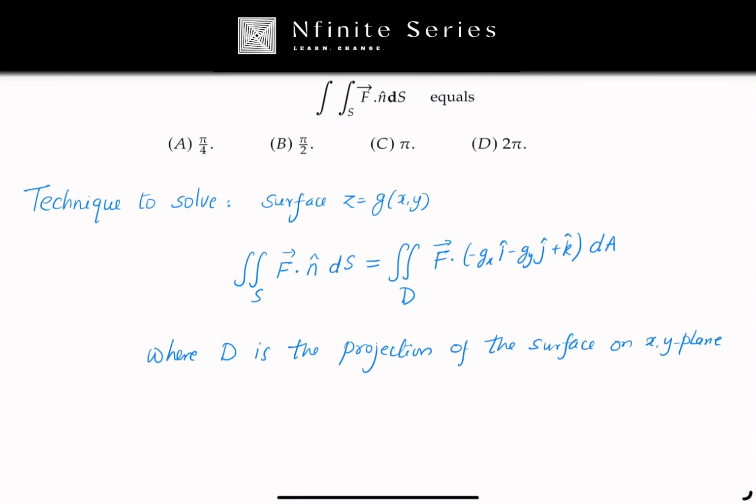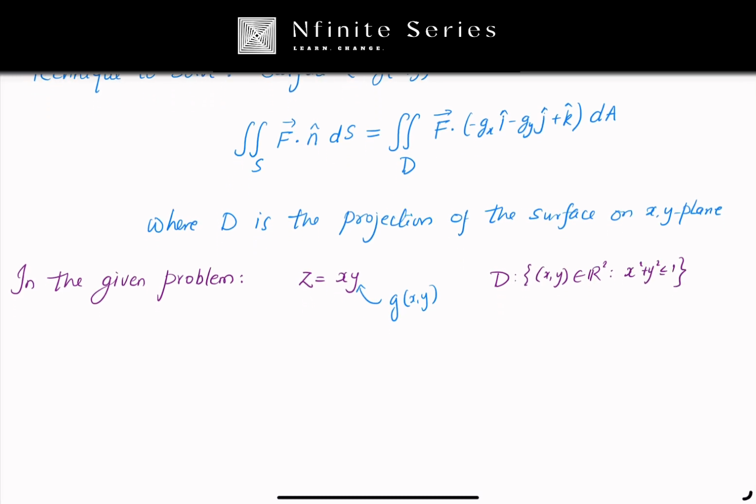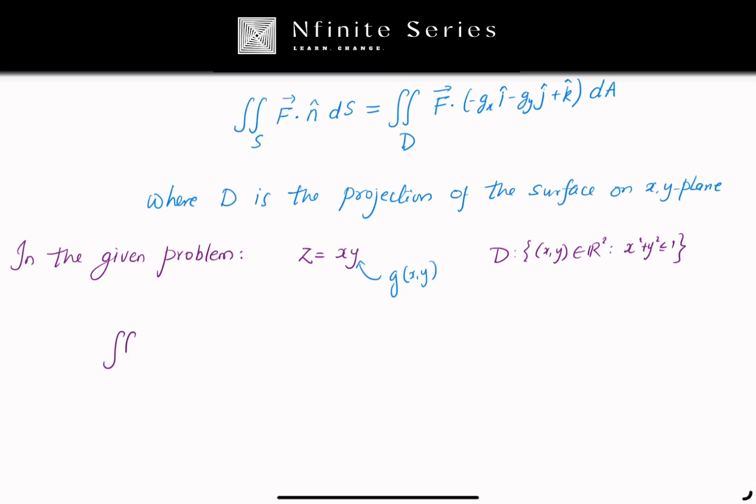Very good. Now let us talk about the given problem. The equation of the surface is given as z equals x times y. Now this is our g(x,y) function. The region D is the unit disk in the xy plane given by x squared plus y squared less than or equal to 1. So our surface integral of the vector field is given by the integration of the inner product of the vector field F.